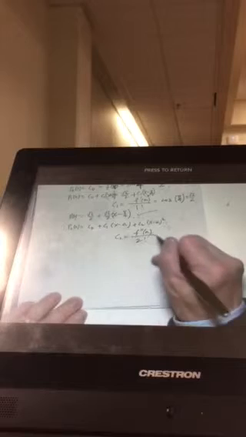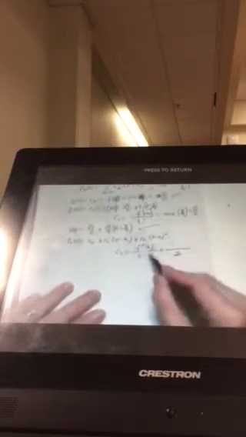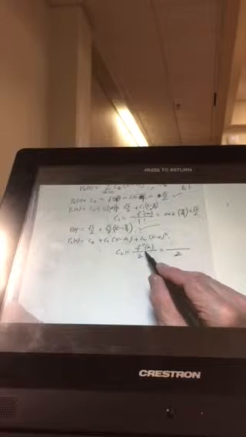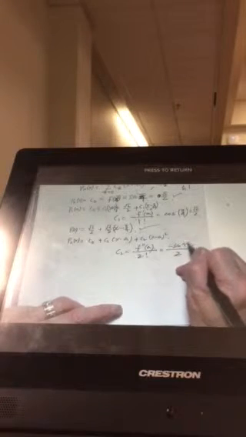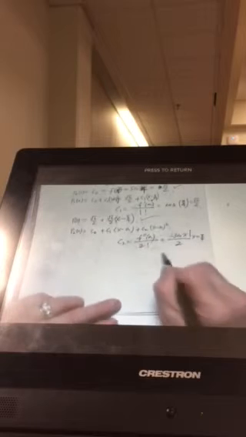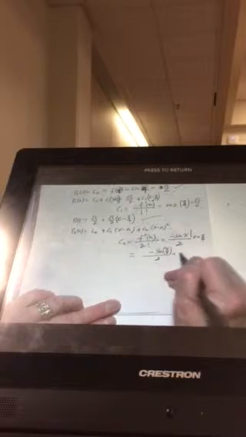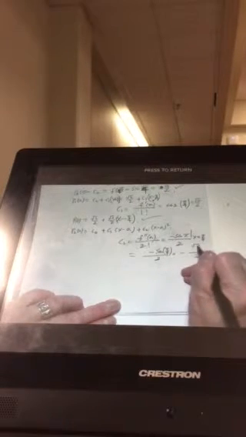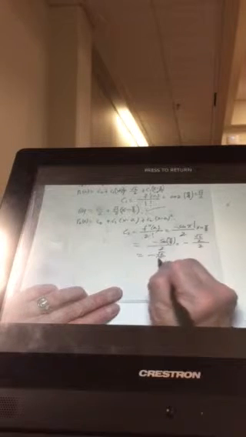Alright, so this is equal to what? Over 2, right? F is sine x. The derivative is cosine x. One more time is negative sine x. And then I replace x by a, right? A is pi over 4. So this is over 2, minus sine pi over 4. So it's minus square root 2 over 2, over 2.